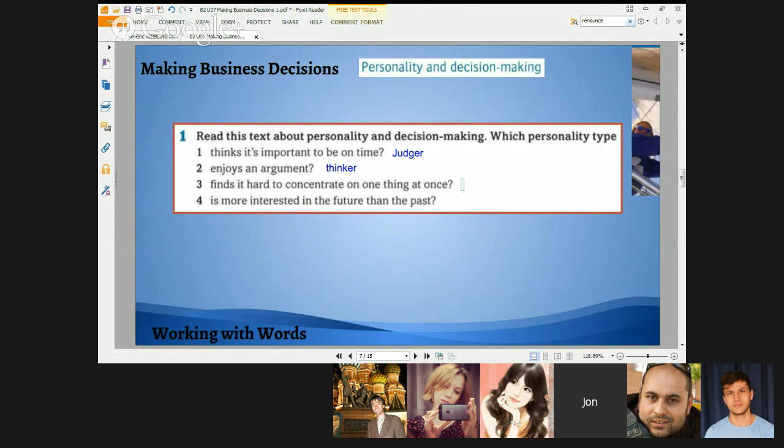Extrovert. Say, extrovert, okay. Extro... Oh, what happened? I can't write. It's not letting me write. Hold on a second. Extrovert. Oh, come on. What's wrong with this? Extrovert. There we go. Finally, which personality type is more interested in the future than the past?